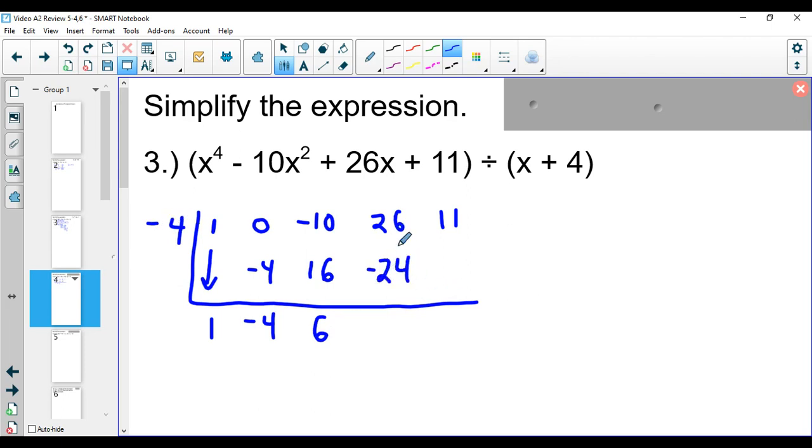Then negative, oh no, we got to combine here. I'm getting distracted here. So that becomes a positive 2. Negative 4 times 2 is a negative 8. And we get 3 as our remainder.